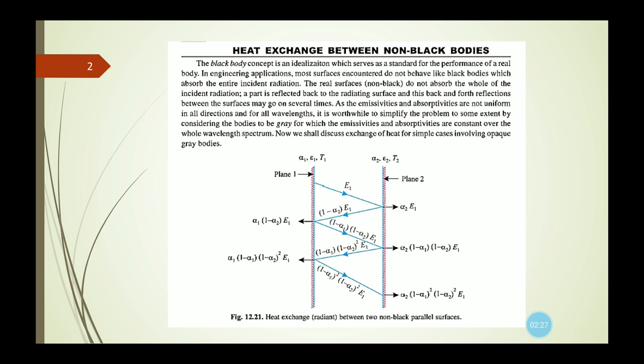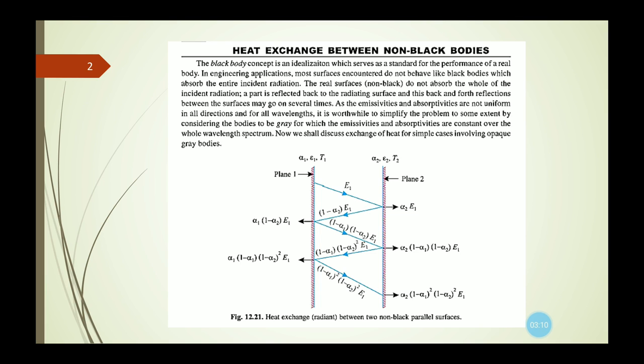Now, as the emissivities and absorptivities are not uniform in all directions and for all wavelengths, to simplify the problems to some extent we consider the bodies to be gray, for which the emissivities and absorptivities are constant over the whole wavelength spectrum. This is what we take into consideration in the heat exchange between non-black bodies. So these are applicable for real surfaces which are non-black bodies, and we consider the bodies to be gray.